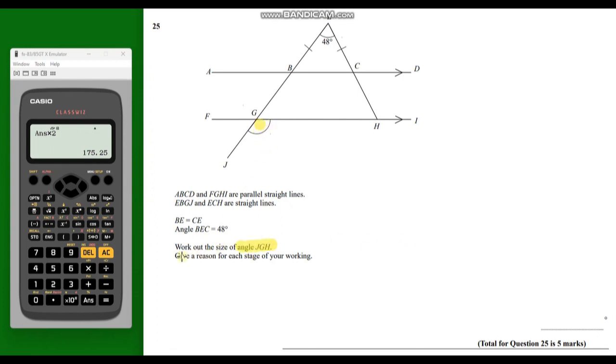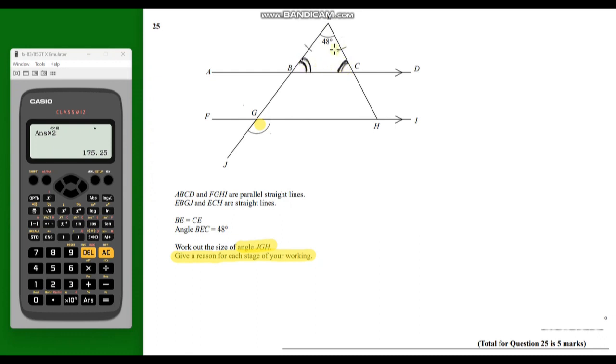And also, this is really important, we need to give a reason for each stage of our working out. So every time we work out an angle, we need to explain what we did to get that angle. So first of all, I'm going to start at the top here because we've got a lot of information. We can work out what this angle is. Okay, because notice that this is an isosceles triangle. So what I know about isosceles triangles is that base angles are the same. So this angle and this angle will be the same. And I also know that angles in a triangle sum to 180 degrees.